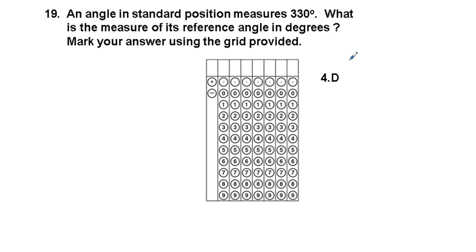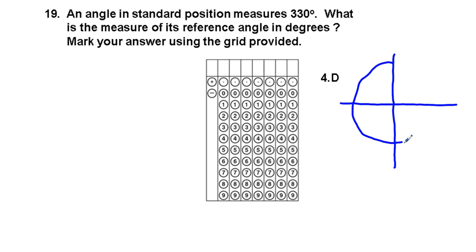Well, a reference angle is the shortest positive angle to the x-axis. So if we have an xy coordinate plane like this, and we have a circle, and we have an angle of 330 degrees, that angle is going to end up about right here.